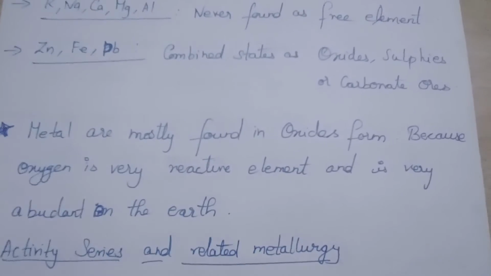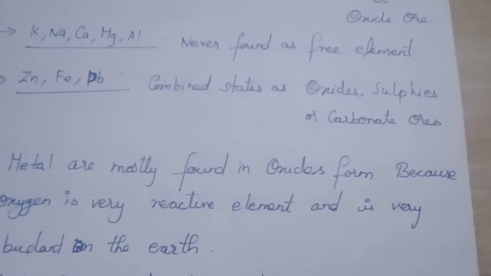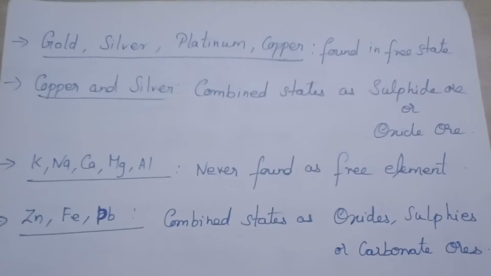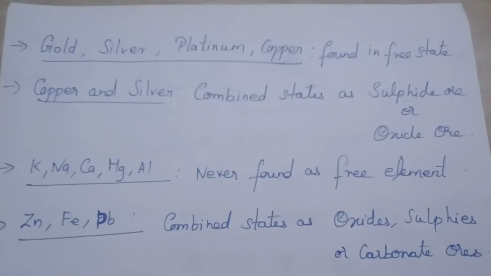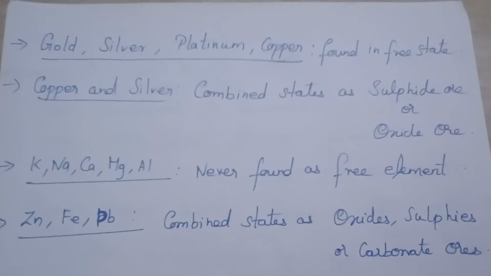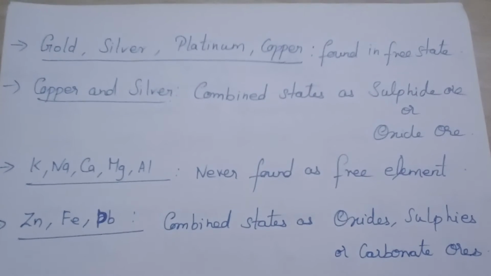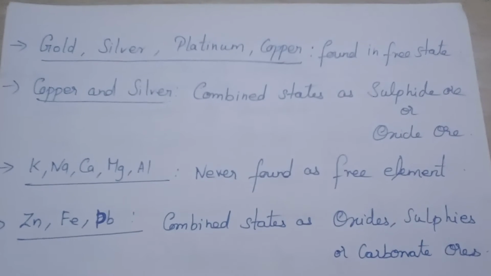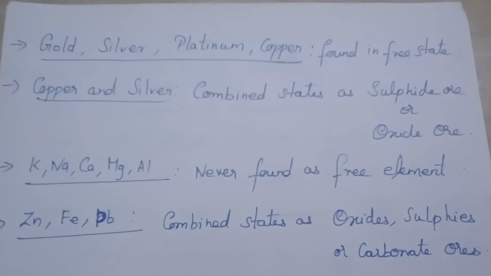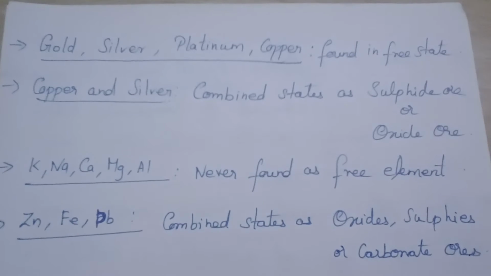Why are we talking about reactivity? Based on the reactivity only, a metal will form a compound. If it is less reactive, it will not combine with anything. If it is highly reactive, it can combine with many things, right? Then only a compound will be formed. So in which form of compound it exists, and how it can be extracted from that compound, that we are going to study.